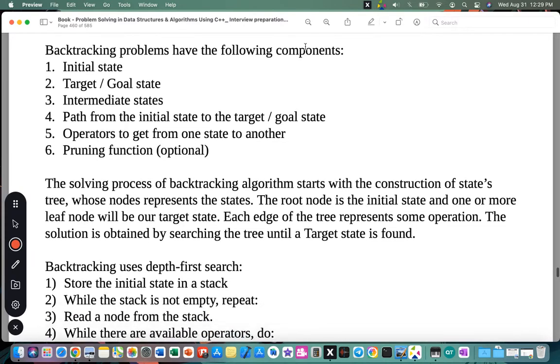Backtracking problems have the following components: initial state, target or goal state, intermediate states. Of course, we have the initial, the target, and the intermediate. The path from the initial state to the target goal state. Yes, we do have that. Operators to get from one state to another. And a pruning function that stops the thing.